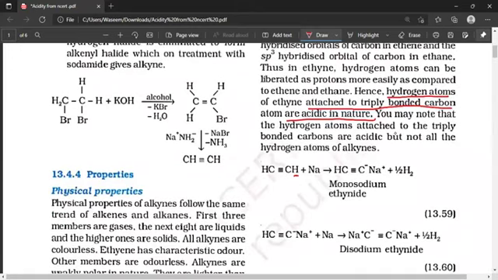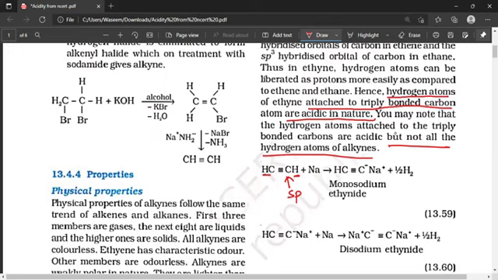It means he is talking about these carbons. These are acidic in nature. But not all the hydrogens in alkynes. This is important: not all the hydrogens. Only the hydrogen which is bonded to an sp carbon is acidic in nature. Now the point is, how do you prove that it is acidic in nature?